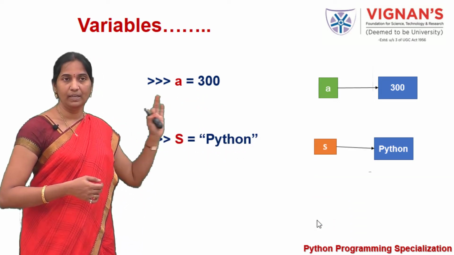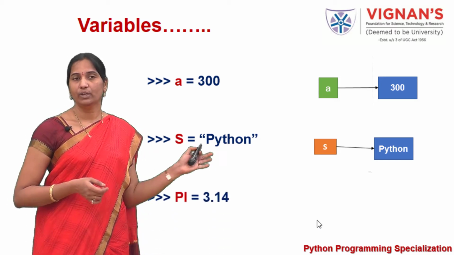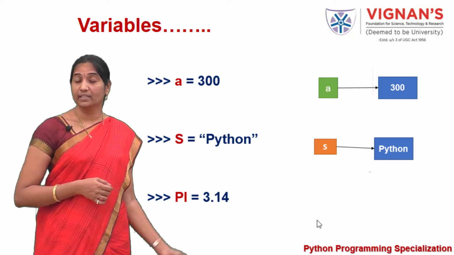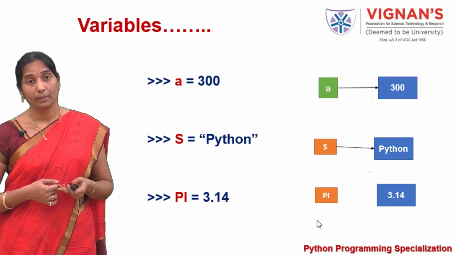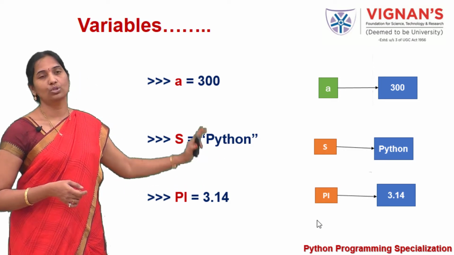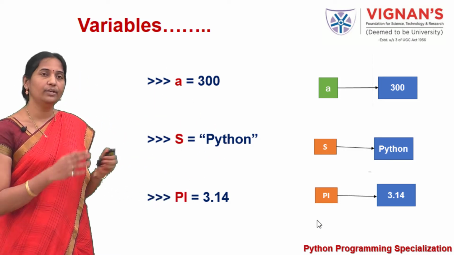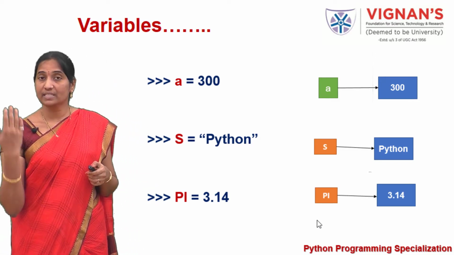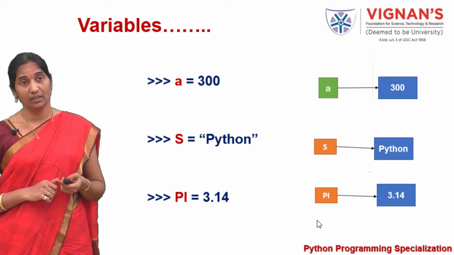So a is a variable, s is a variable, and I am going to create one more variable, pi equal to 3.14. Again, similar to the earlier cases, an object is created with the value 3.14 and you are assigning it the name pi. That's how you are giving names to the objects in Python by creating variables. Whenever you want to create a variable, you just assign a value to the variable, or you just assign another variable to the new variable. That's how you are creating variables in Python.